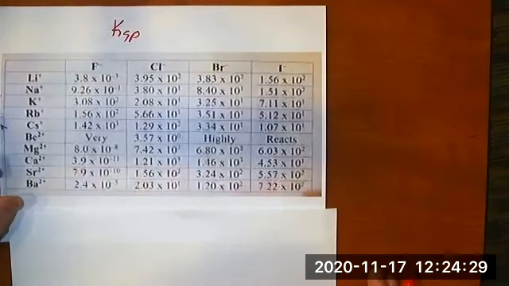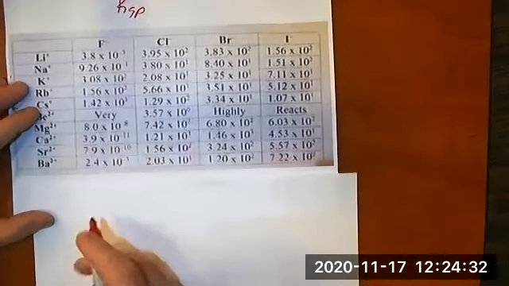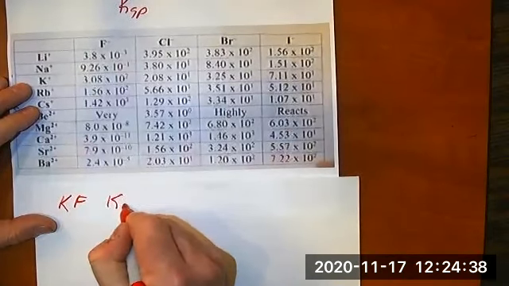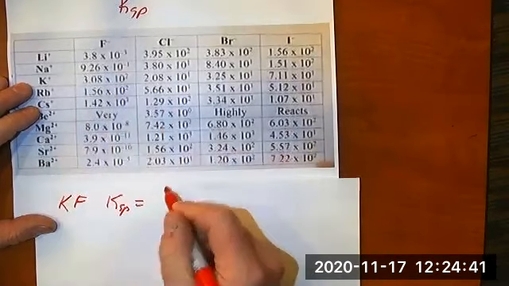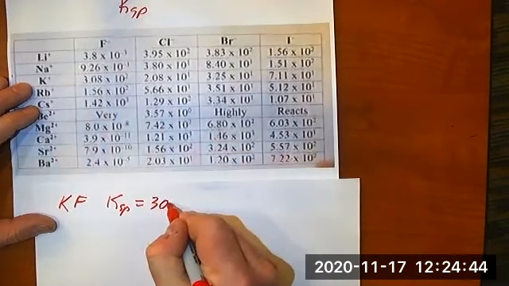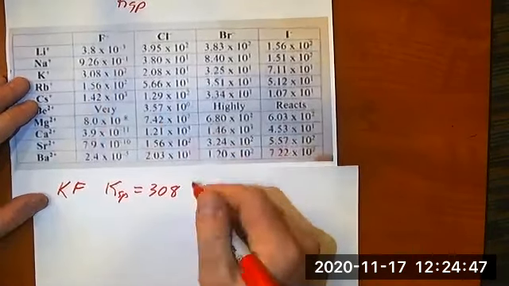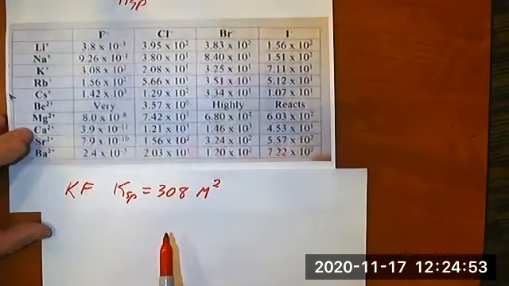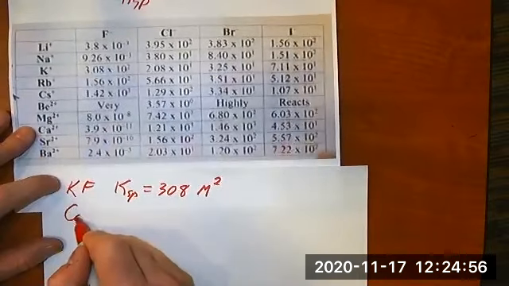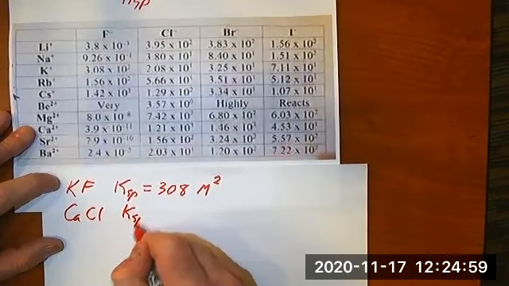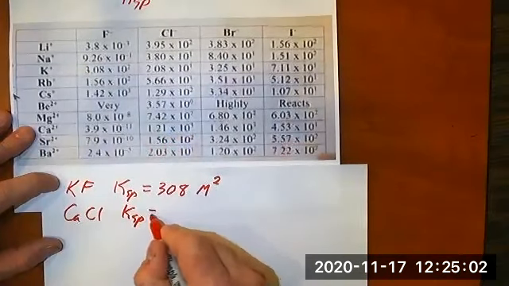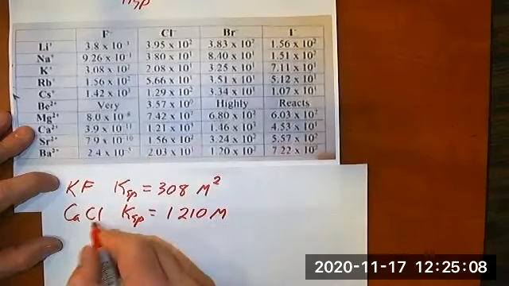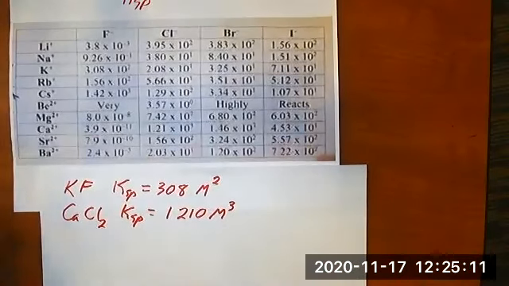Okay, so what I'm going to do is I'm going to pick, let's say, potassium fluoride, where we have a Ksp of 308, and that's going to be in units of molar squared. And I'm going to pick, let's say, calcium chloride, which has a Ksp of 1,210, and that's going to be molar cubed for our units. Okay.